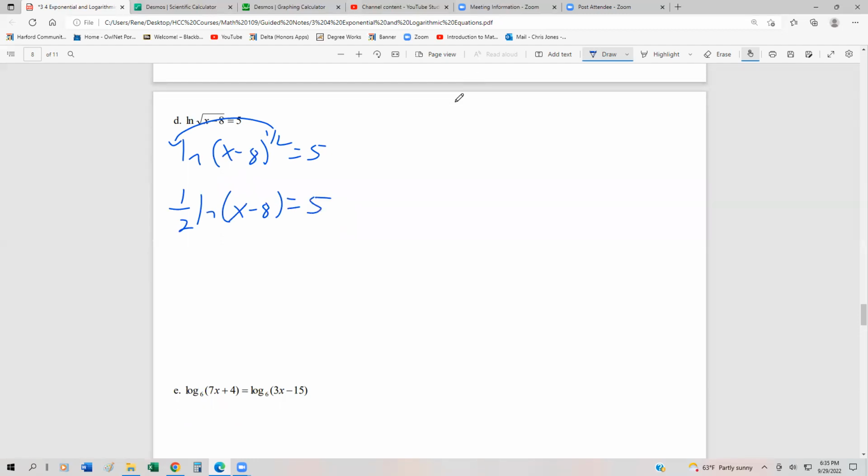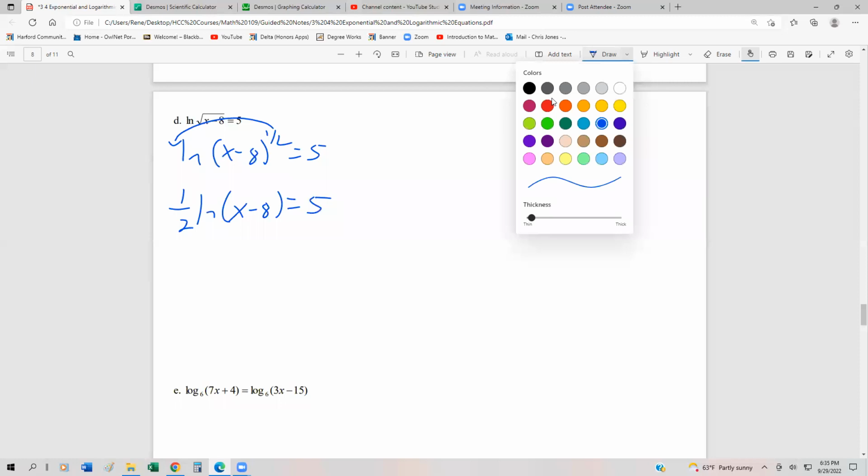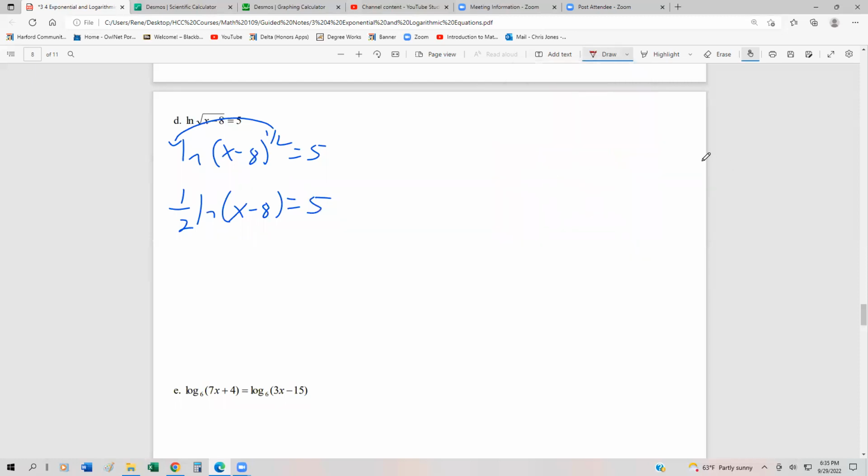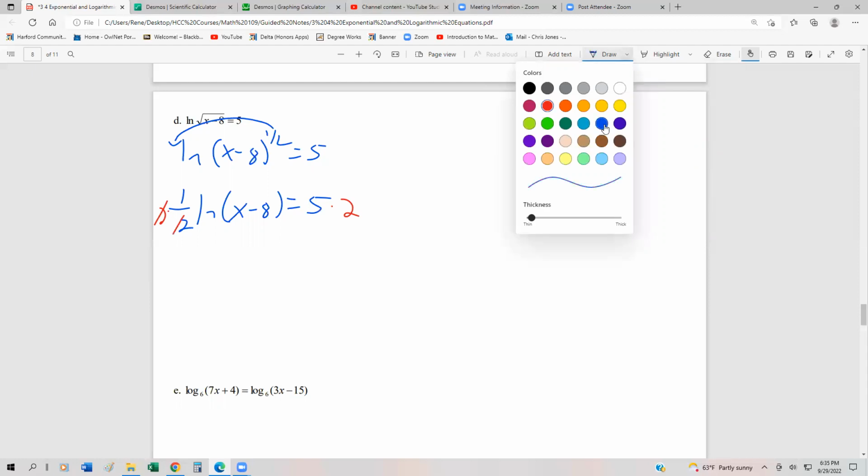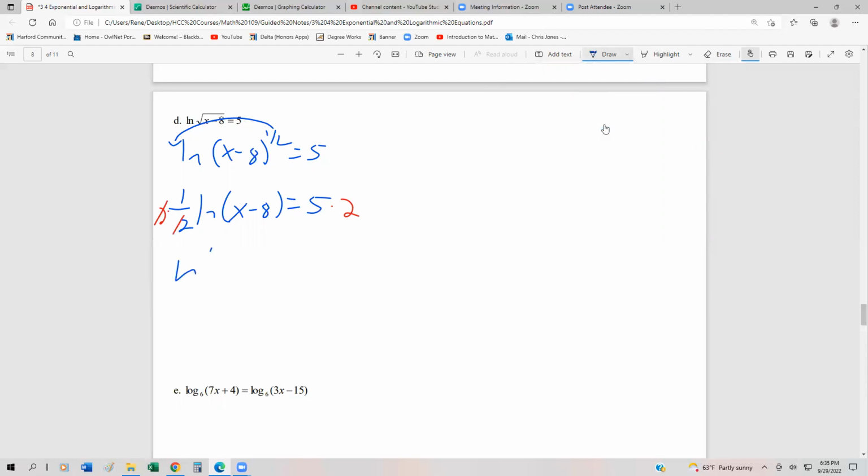And then we can multiply both sides by 2 to be able to clear out the 1/2 power. So I'm going to multiply by 2 over here and 2 over here. And that's going to cancel these 2's out. And so we get ln of x minus 8 is going to be equal to 10. We raise both sides to the e power. And the e's and ln's undo each other. So we're left with x minus 8 is equal to e to the 10th.